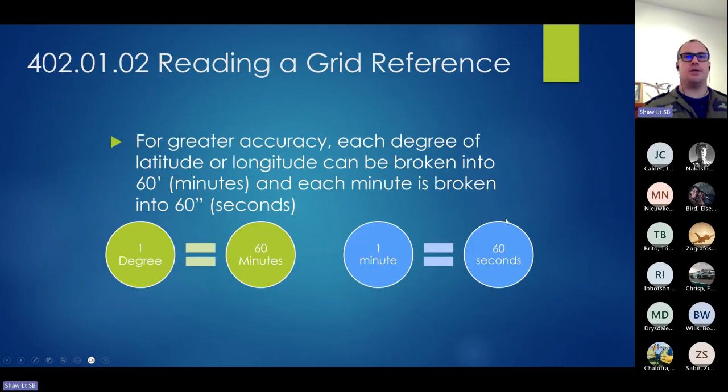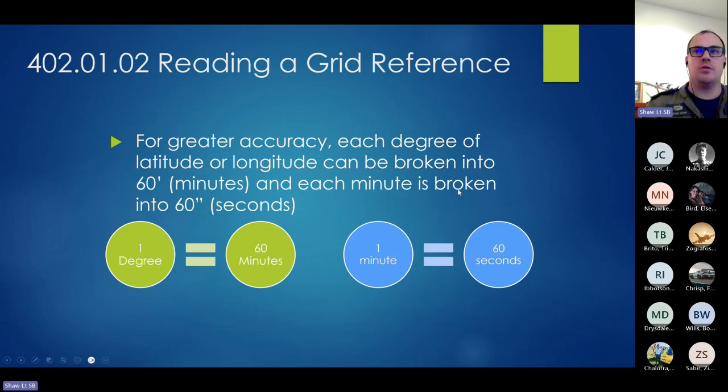For greater accuracy, each degree of latitude or longitude can be broken into 60 minutes, and each minute is broken down into 60 seconds. That's exactly like time. It's important that we use units, right? If we see 50 north, 25 minutes and 10 seconds, we have to make sure we're talking about latitude or longitude, geographical coordinates, or are we talking about time? It's very similar to time, so it's a little easier to remember. 60 seconds in a minute, 60 minutes in a degree.